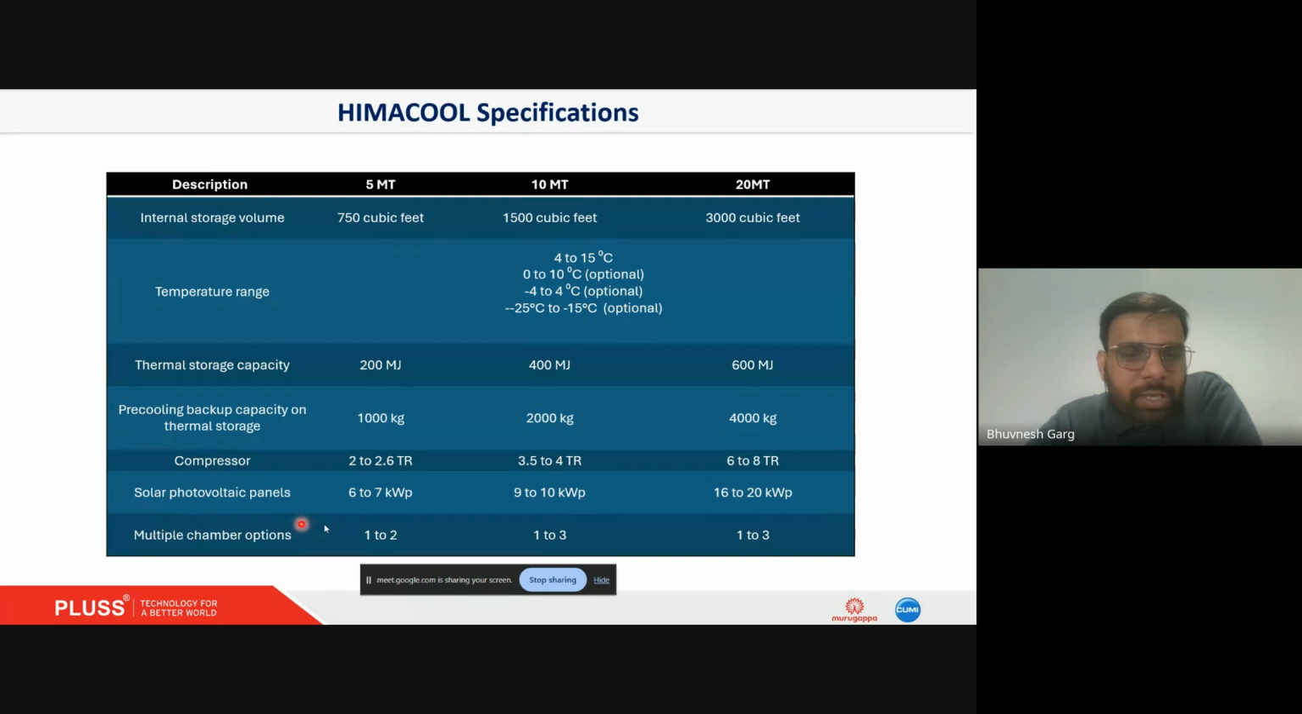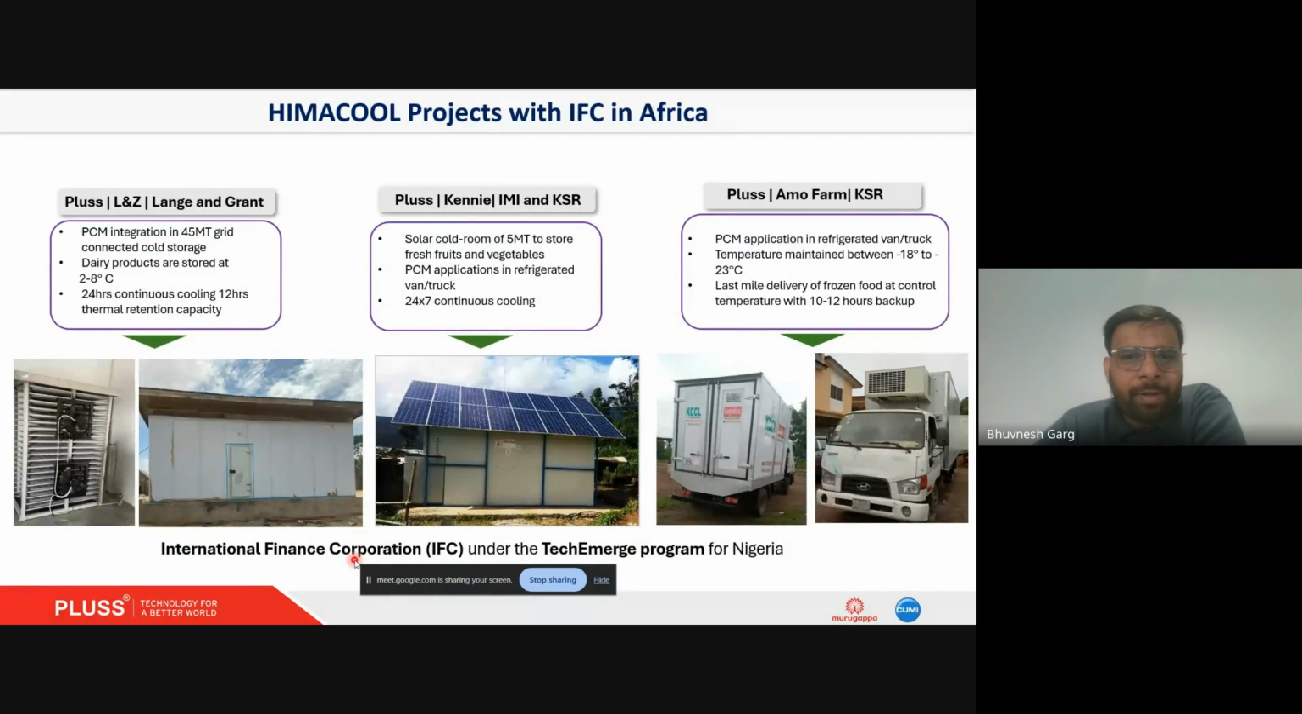So these are the capacities of the solar photovoltaic panels which are required for a certain size of cold room. And there are multiple chamber options, as I told you. There are different projects which we have done in Africa with the IFC. IFC is the International Finance Corporation, which is funded by the World Bank, and there was a Tech Emerge program in Nigeria. So we executed different types of products.